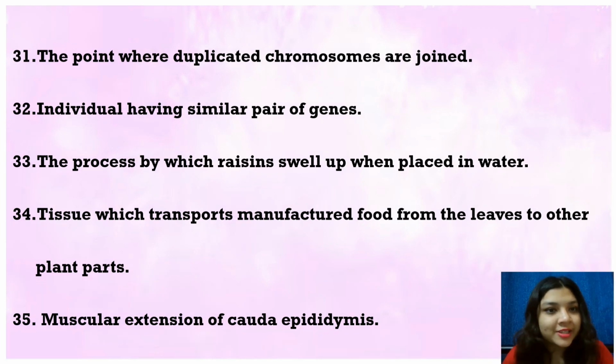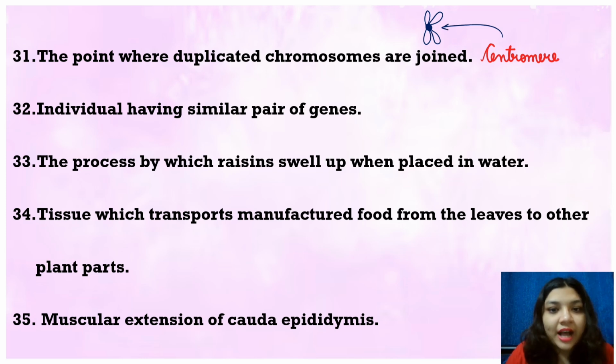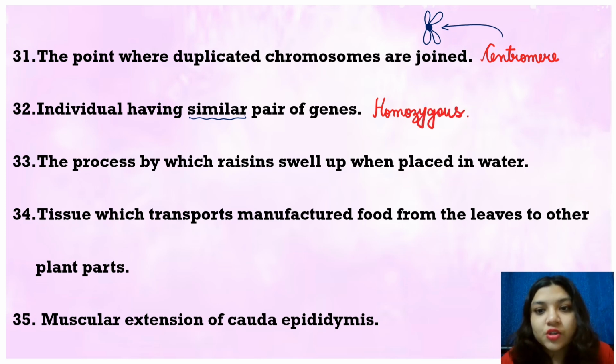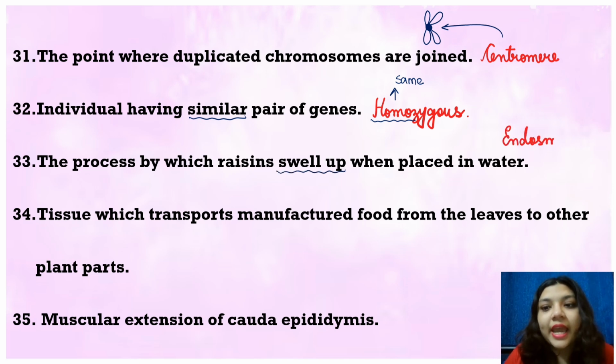Okay, time to check the answers. The point where duplicated chromosomes are joined, it is the centromere. So just quickly to show you all, say that these are the duplicated chromosomes and the point in the center where they are attached, that is known as the centromere. Then individual having similar pair of genes, that is known as homozygous. So the word homo refers to same, right? So homozygous. Then the process by which raisins swell up when placed in water, this is endosmosis.